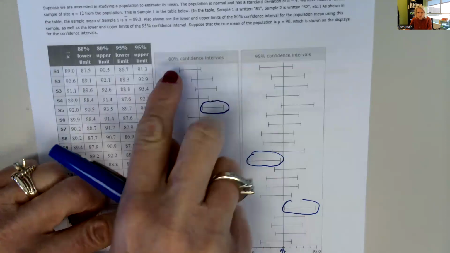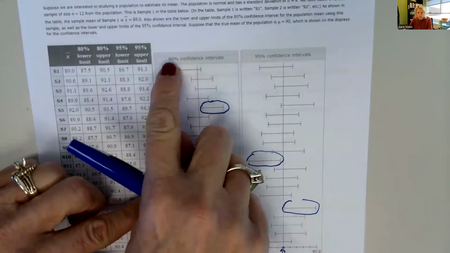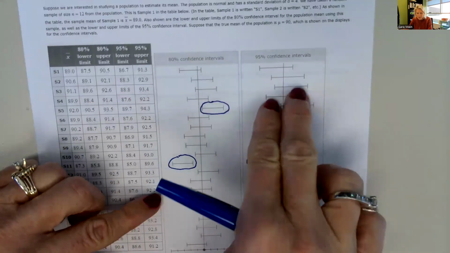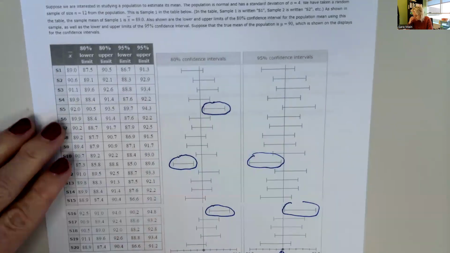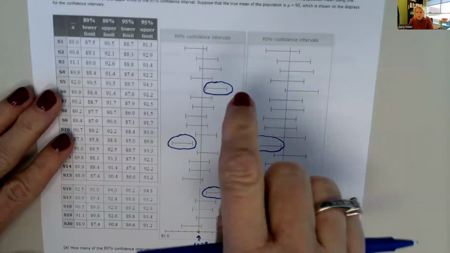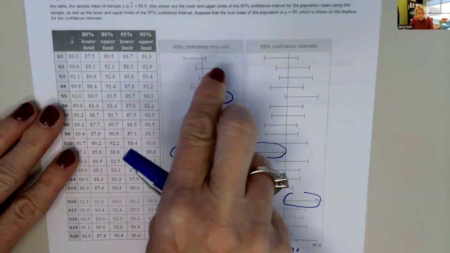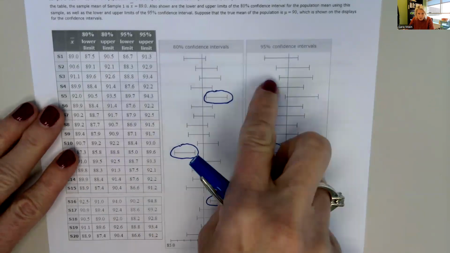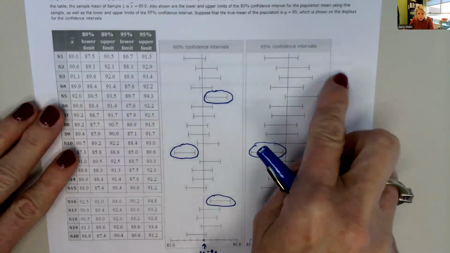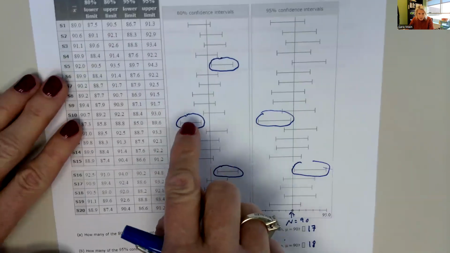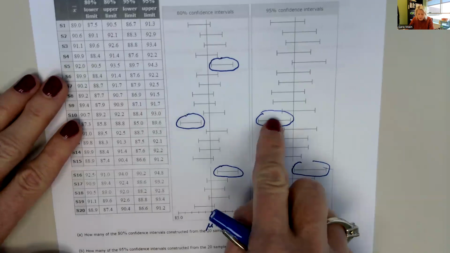So remember, we talked about in the notes that when your confidence goes from 80% to 90%, the confidence interval gets wider because you're more confident that the true value is inside there. Okay, so the 95% confidence intervals will include the 80%. It's within there. Notice that these overlap a little bit more to the right or to the left than they did originally, but they contain the original 80% within the 90%.